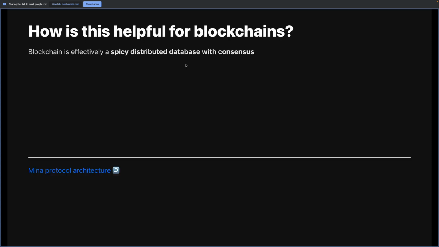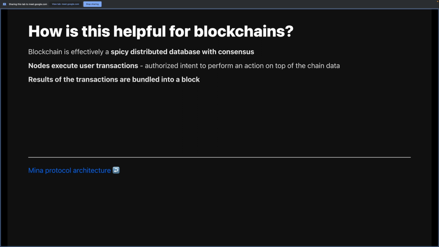So how is this helpful for blockchains? What kind of benefits do we have if we try to architect blockchains using zero-knowledge proofs? We know that a blockchain is basically a distributed database with a consensus, and it's a transactional database in effect. So what does a traditional round trip for a transaction look like? Users sign transactions which authorize their intent to perform a certain action on the chain, and then nodes or block producers execute these transactions to change the state on the chain itself.